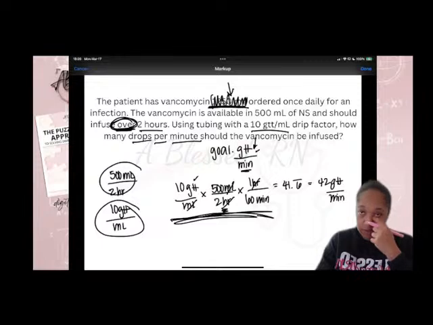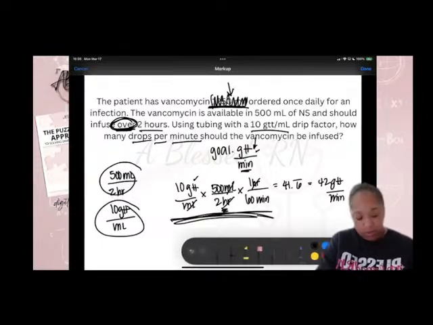Any more questions? You're welcome. Remember, we did not need this right here because it was fluff. Fluff, fluff, fluff.